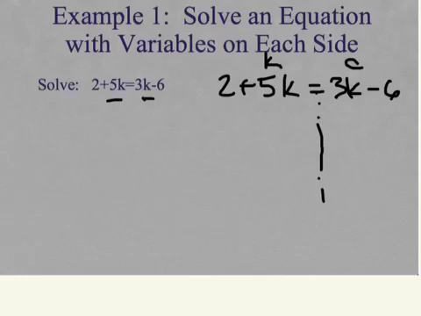And so what I'm going to do is I'm going to move things to where I need them to be. Somebody doesn't belong on this side. I've got 2 plus 5k. That's a k side.